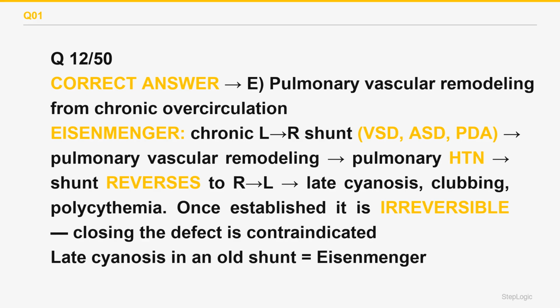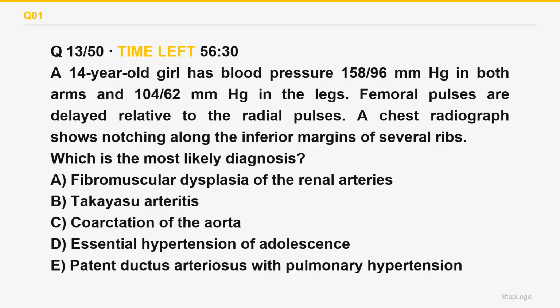Choice A would obstruct right ventricular outflow rather than raise pulmonary artery pressure to systemic levels, and choice C would worsen pulmonary congestion while leaving the shunt flowing left to right. If you see an old left to right shunt that becomes cyanotic, think Eisenmenger and do not close the defect. Which is the most likely diagnosis?